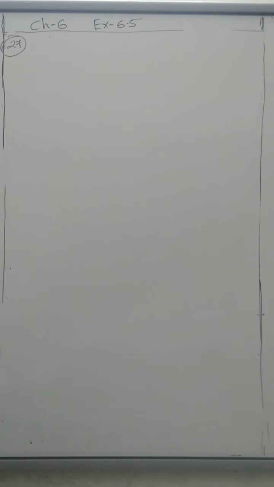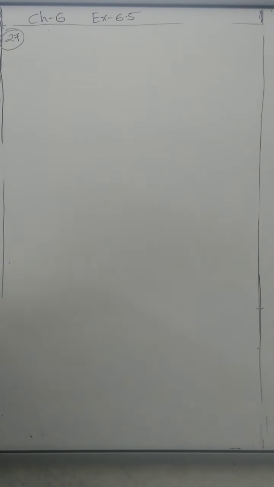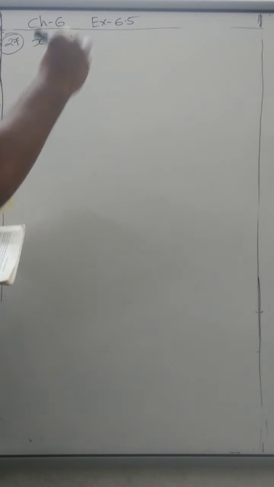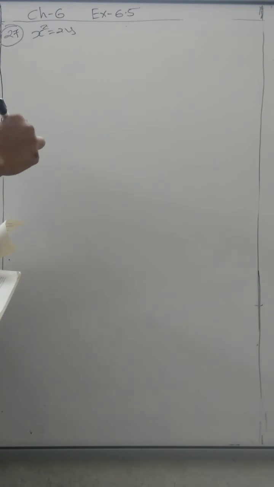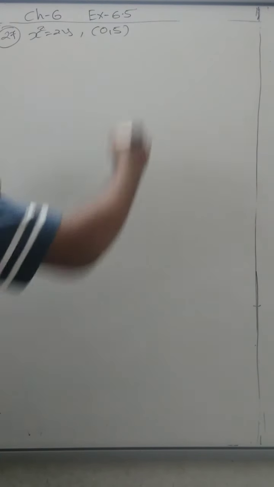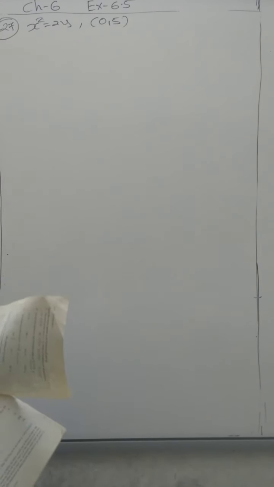Okay, 27. In 27, the point on the curve x square is equal to 2y, which is nearest to the point 0, 5. Now here, this is an MCQ. So we take two methods in MCQ. First of all, we just select the points which are on the curve, right?